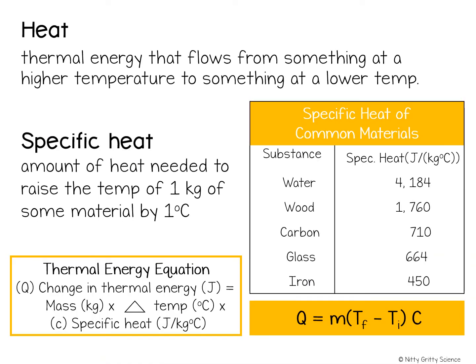If you've ever held an ice cube or a snowball in your bare hand for any length of time, you know that they will start melting. Well, why is that occurring? That's right. The ice and snow are melting due to heat. But where is that heat coming from? Well, the heat is actually coming from your hand, and heat is thermal energy that flows from something at a higher temperature to something at a lower temperature.